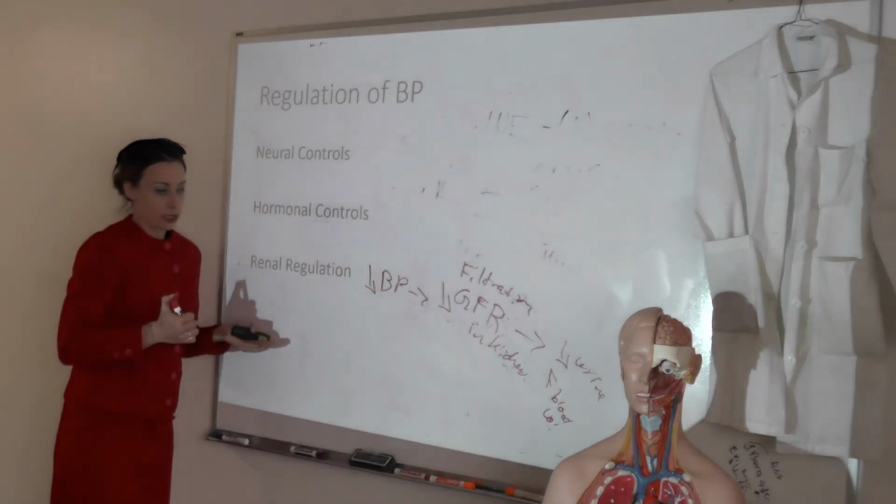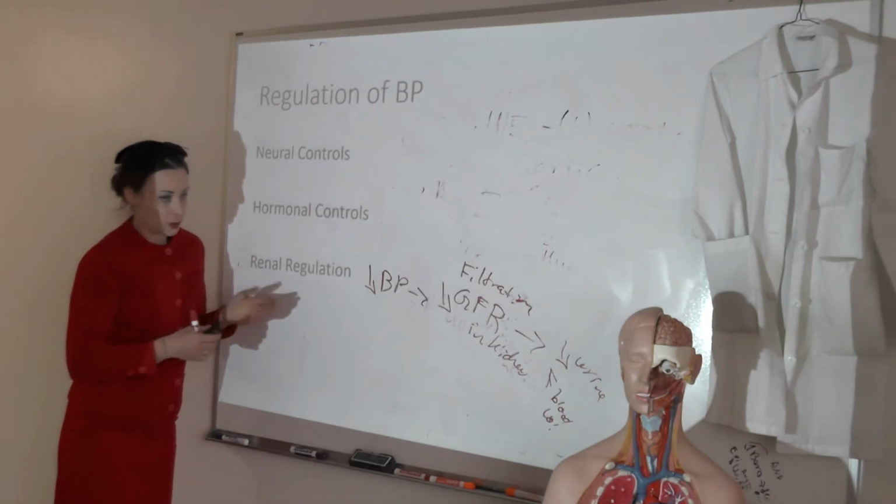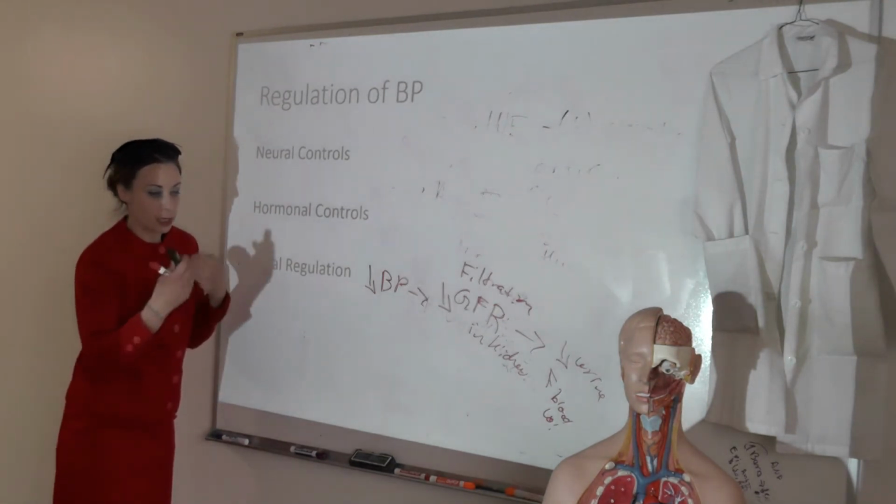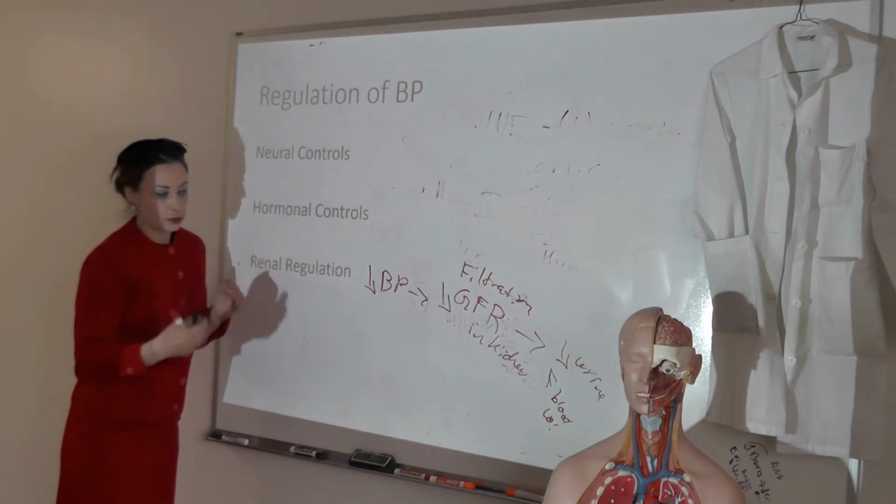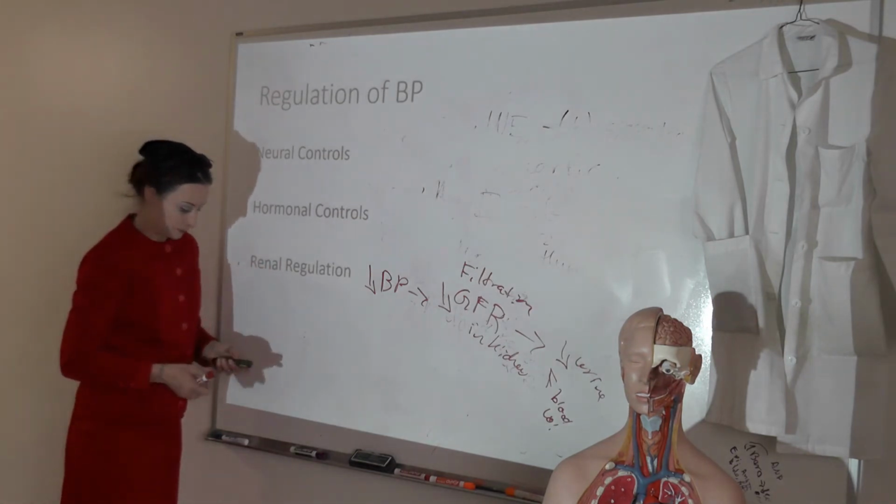So if you had an increase in blood pressure, you could imagine the reverse is true, that we would increase our filtration, increase our urine production, drop our blood volume, drop our blood pressure.